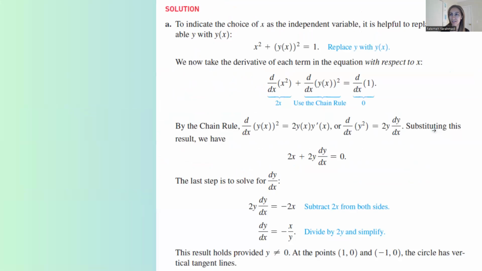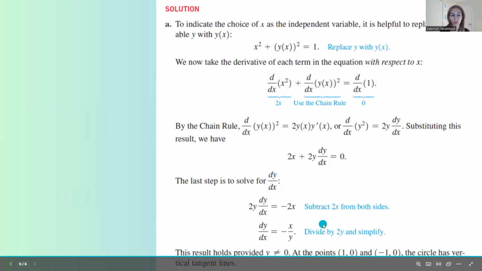Very good. So this is a summary of all the steps that we did here. First, we replaced y by y(x). So x squared plus y(x) to the second power equals 1. Taking the derivative of each term separately, you have the derivative of x squared, 2x, plus the derivative of the function to the second power becomes 2y dy over dx equal to 0. And finally, you try to isolate your dy over dx. Please note that since we divide by y, your y cannot be equal to 0.